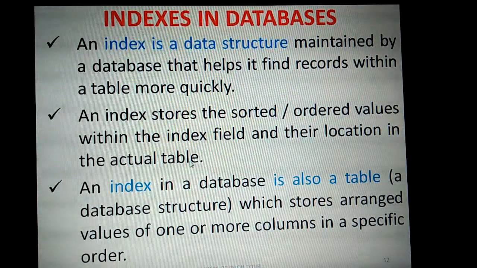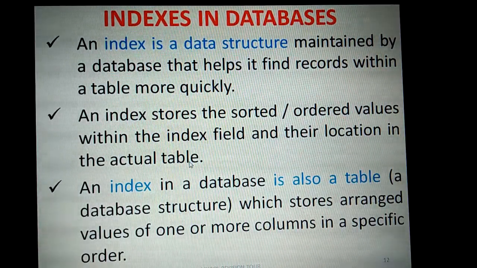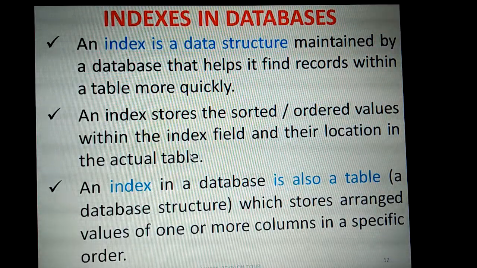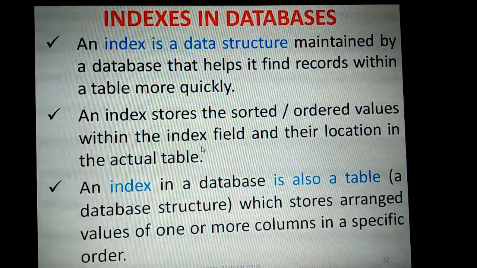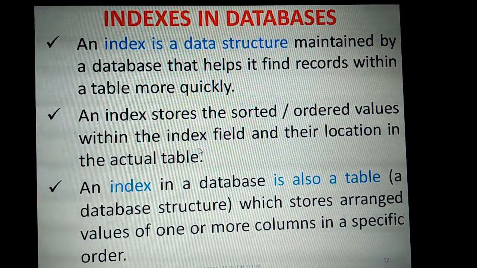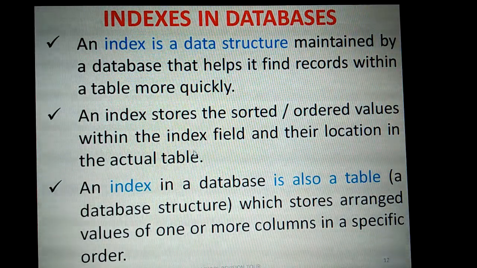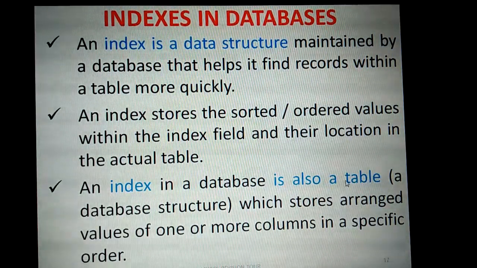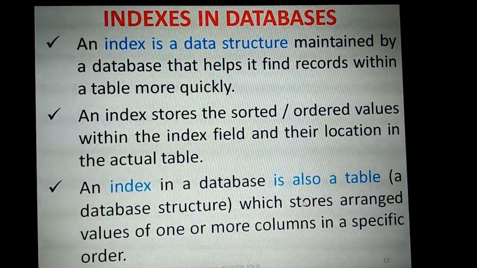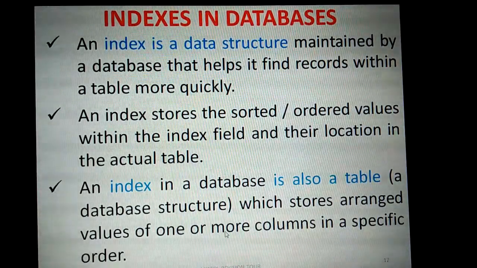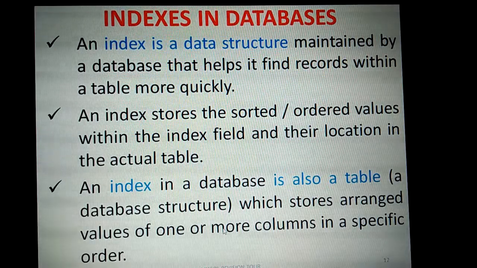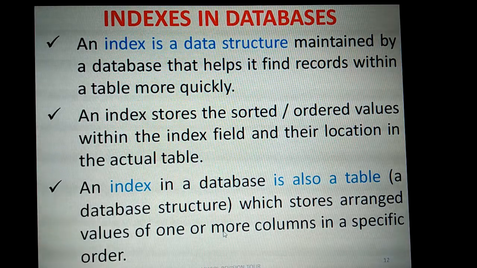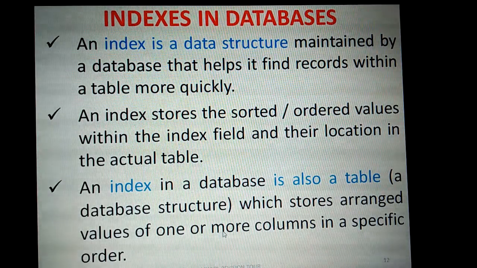The location of the actual table, for which we are creating the index table, will be there in the same table itself. It will not be in the index table. The index table will be used as a pointer only, a reference table for the actual table. An index in a database is also called a table or database structure, which stores arranged values of one or more columns in a specific order.